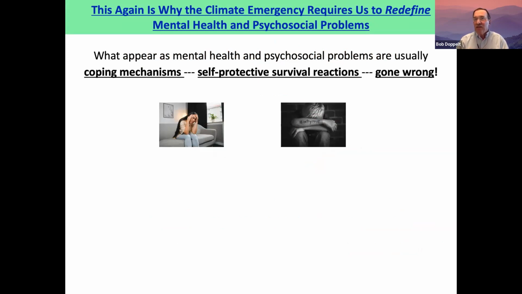What appears as mental health and psychosocial problems are usually coping mechanisms, self-protective survival reactions that started off making sense to us in our condition and where we're at, but then went awry in some way. They went wrong because they were no longer helpful or appropriate. That's how all of our coping mechanisms, we initially thought, often not consciously, that this makes sense. This is the best way to protect myself. But as we use them on and on, they go awry.